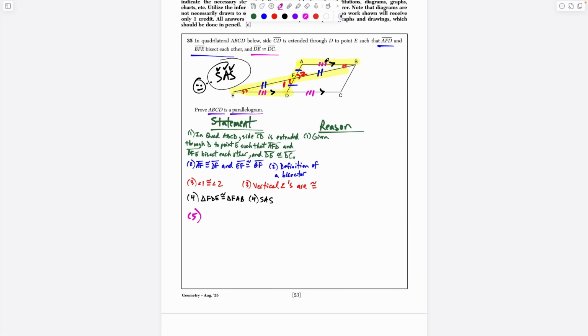So now we're moving on to statement 5. And we had this information here in pink. AB, I could say, is congruent to DE. Okay, so these 2 segments are the same. And the reason for this, I could say corresponding parts of congruent triangles are congruent. And we could abbreviate it with CPCTC.